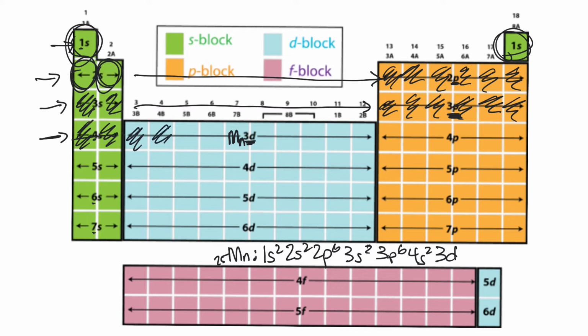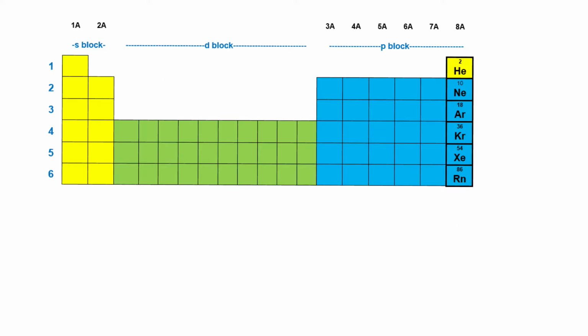So it's 1, 2, 3, 4, 5. So in this case, it's going to be 3d5. So the full electron configuration for manganese is 1s2, 2s2, 2p6, 3s2, 3p6, 4s2, 3d5. So now I'm going to show you the shortcut to the shortcut, right? So electron configuration is like the shortcut to the orbital diagrams.